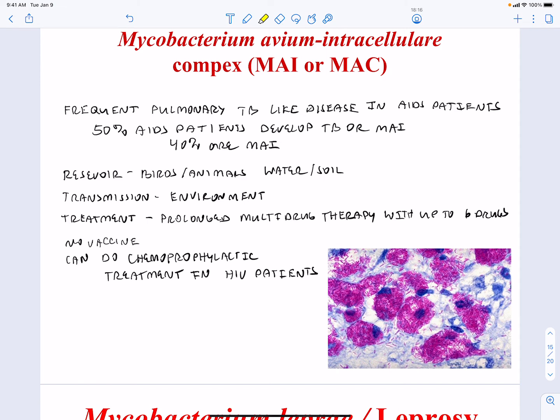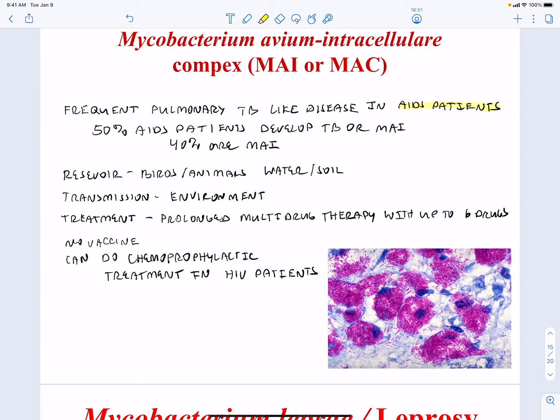Now, other mycobacteria that are important include avium, Mycobacterium avium intracellular complex, MAI or MAC. This is going to be associated with AIDS patients primarily. So if you have a person who has AIDS, 50% of all AIDS patients develop TB or Mycobacterium avium intracellular. If you really look at those patients, 40% of them are Mycobacterium avium caused.